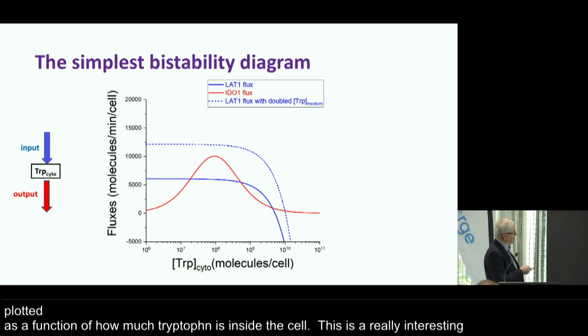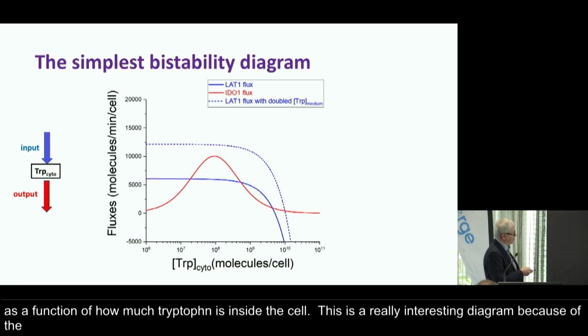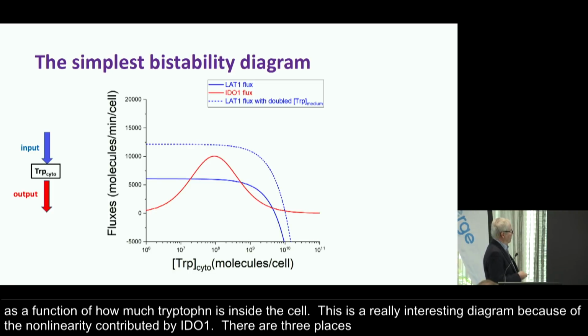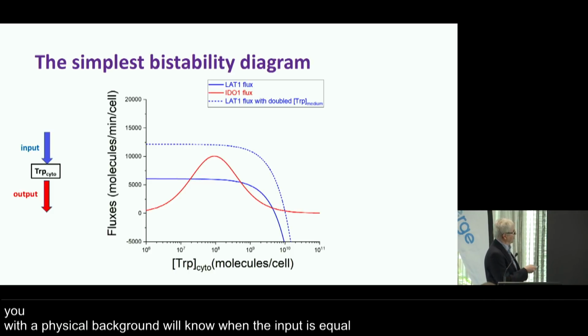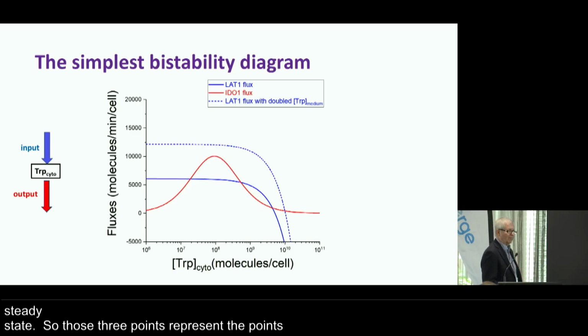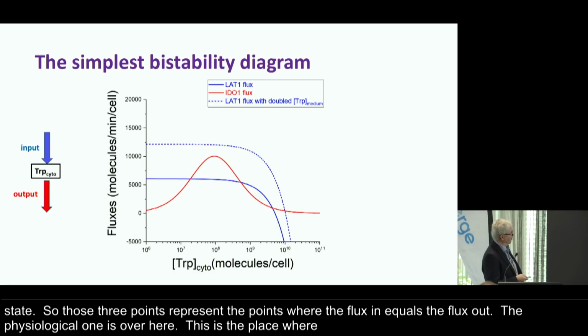It's interesting because there are 3 places where these graphs cross. And those of you with a physical background will know that when the input is equal to the output, you have what we call a steady state. So those 3 points represent the points where the flux in equals the flux out. The physiological one is over here. This is the place where you have a substantial amount of kynurenine production, and you have a normal amount of tryptophan in the cytosol. And so input equals output at that point. This is a stable equilibrium.